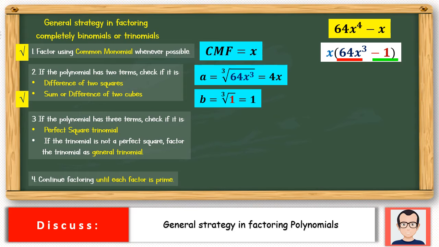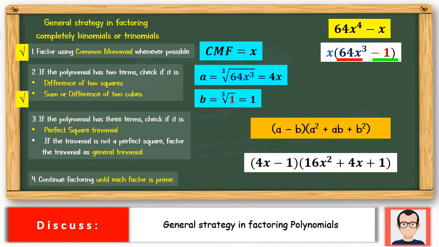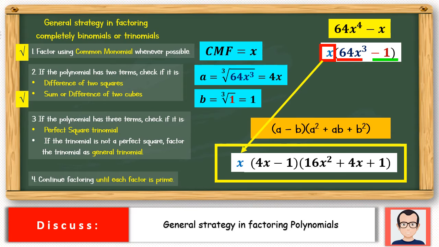We follow the pattern in factoring difference of two cubes. Our answer is 4x minus 1 multiplied by 16x squared plus 4x plus 1. For the last step, we include the common monomial factor x on our answer. The final answer is x times 4x minus 1 times 16x squared plus 4x plus 1. Alright, let's try another one.